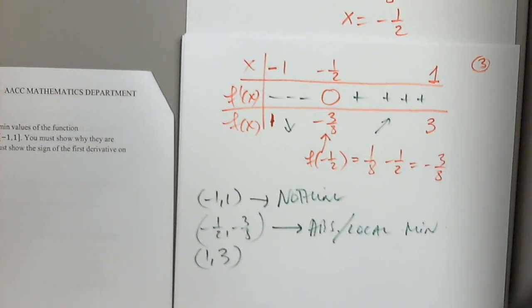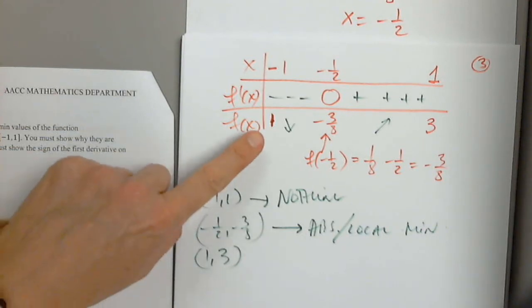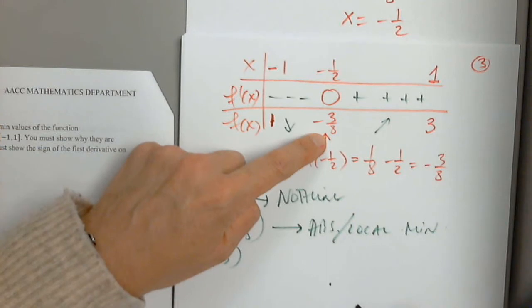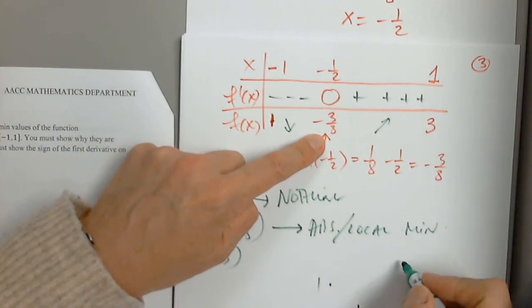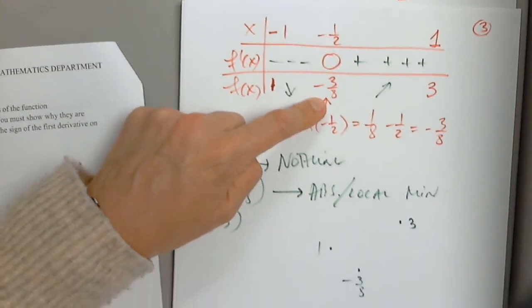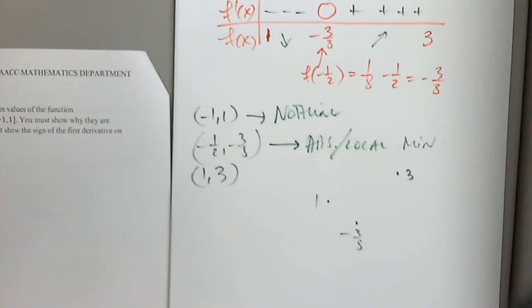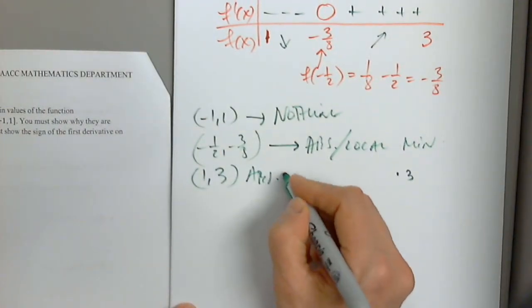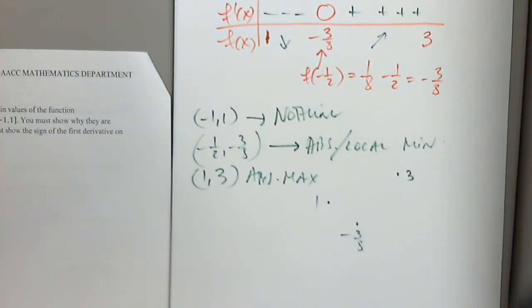There is a height of 1, there is a height of negative 3 over 8, and there is a height of 3. So it's absolute max. It cannot be local or relative. So the height of 1 is here. The height of negative 3 eighths is negative, so this is absolute and local. And the height of 3 is up here, which is an absolute max.